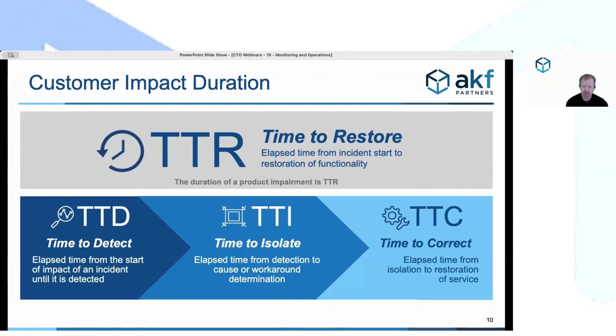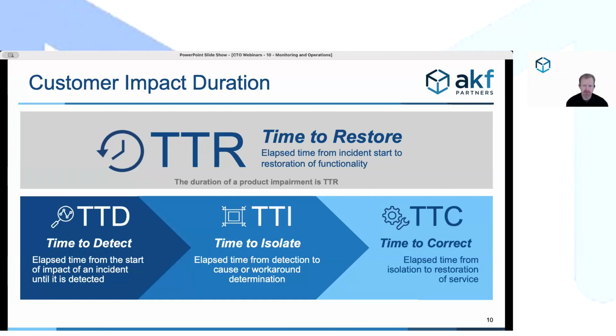So looking at it from a math perspective, the overall time is time to restore, and that's from the start of the incident all the way until the service is restored. There are some sub-levels of tracking. First is time to detect, which is when did it actually occur and when did you first detect it from your engineering team. Time to isolate is the time from detection until you figured out what was the cause, when you can identify what your workaround is going to be. And then time to correct is getting the full service restoration.